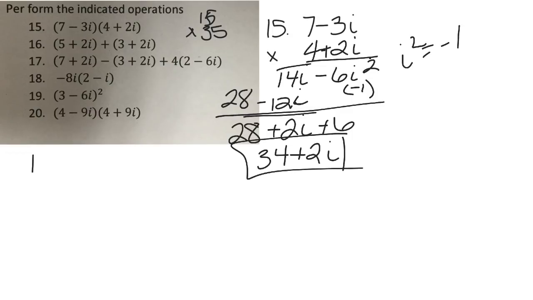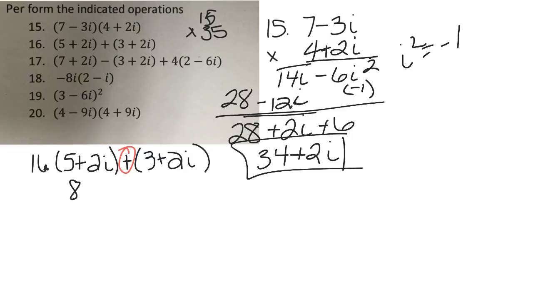All right, number 16, 5 plus 2i plus 3 plus 2i. You really got to pay attention on these problems because I see kids just ignore the sign between the two parentheses, which means you're adding them. You're not going to FOIL this problem. You get 5 plus 3 is 8, and 2i plus 2i is 4i. And that's your final answer.